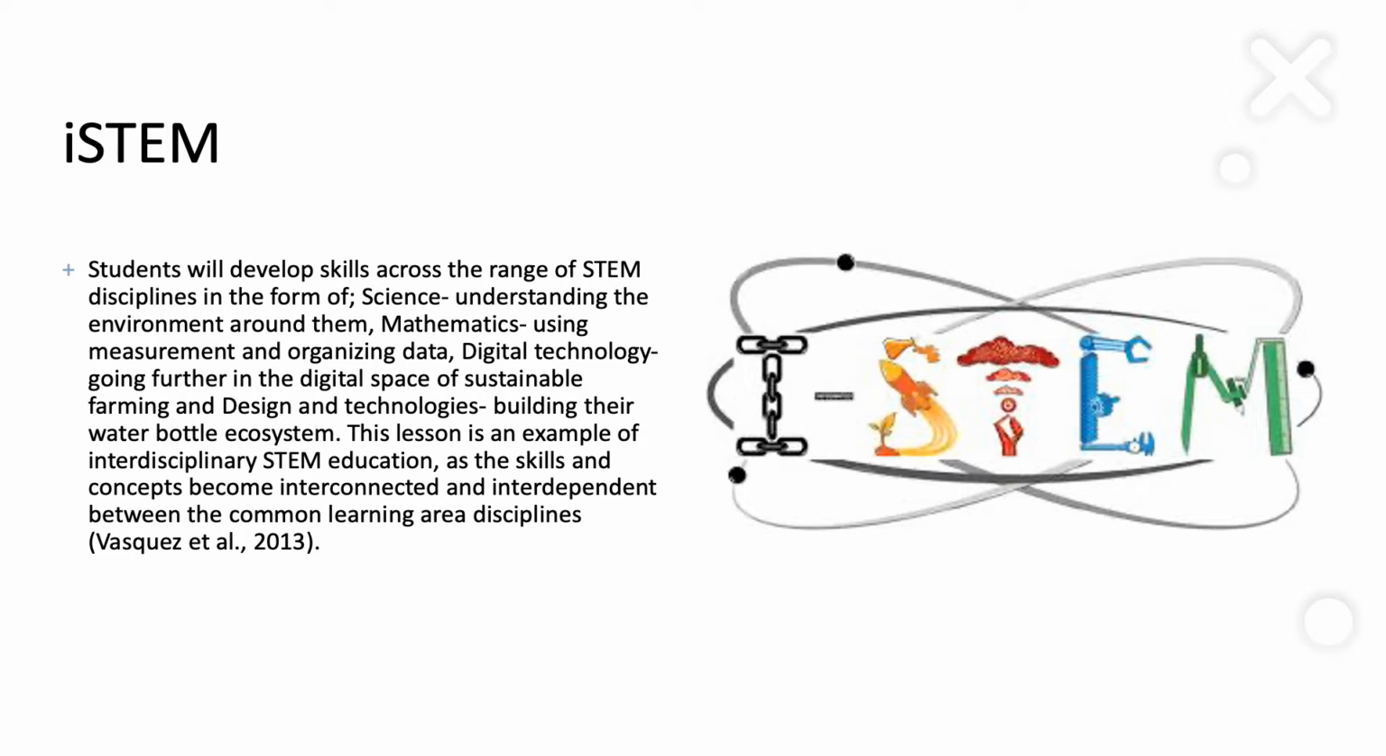Students will develop skills across a range of STEM disciplines in the form of science, understanding the environment around them, maths, using measurements and organising data, digital technology, going further in the digital space of sustainable farming, and design and technologies, building their water bottle ecosystems. This lesson is an example of interdisciplinary STEM education, as the skills and concepts become interconnected and interdependent between the common learning area disciplines.